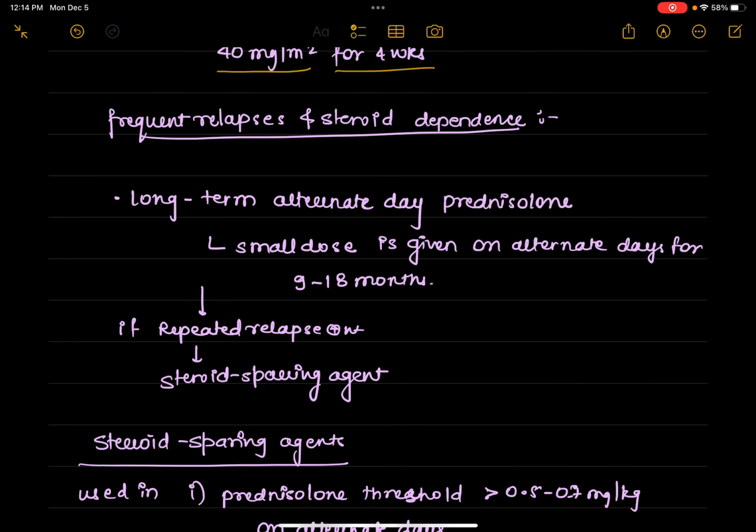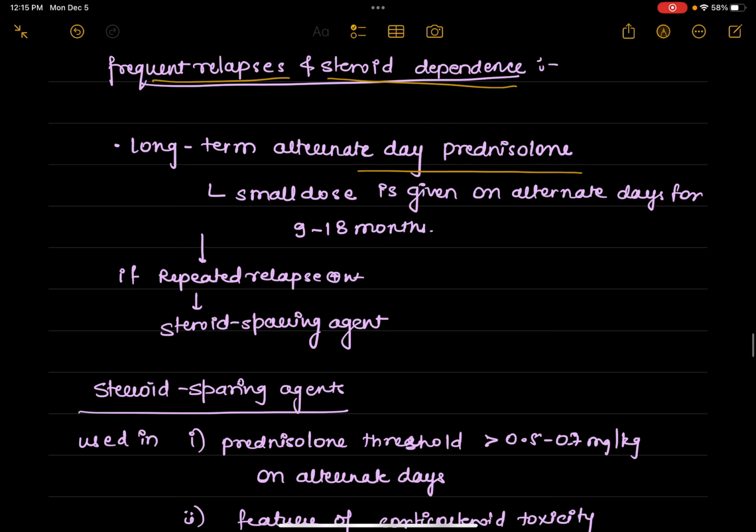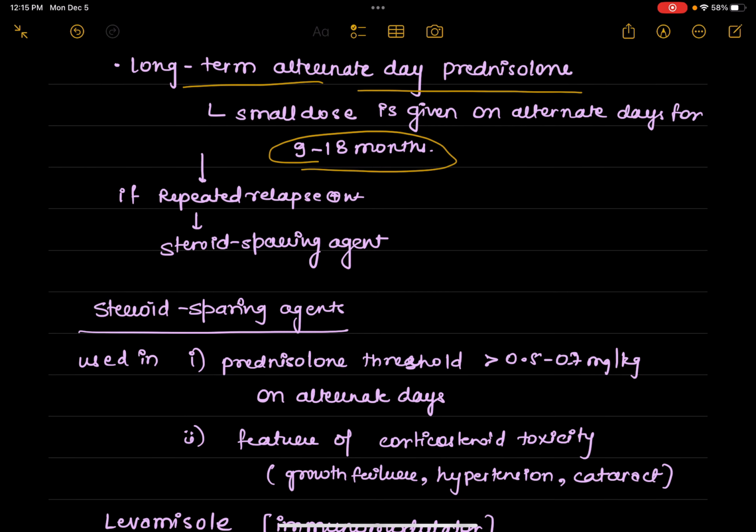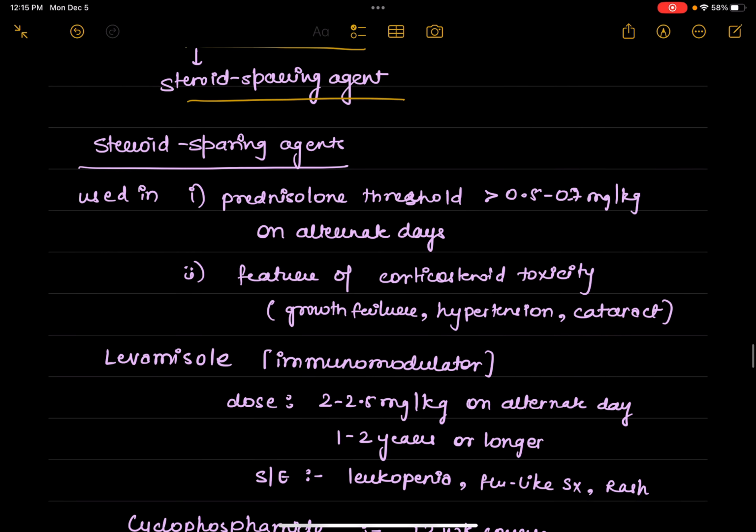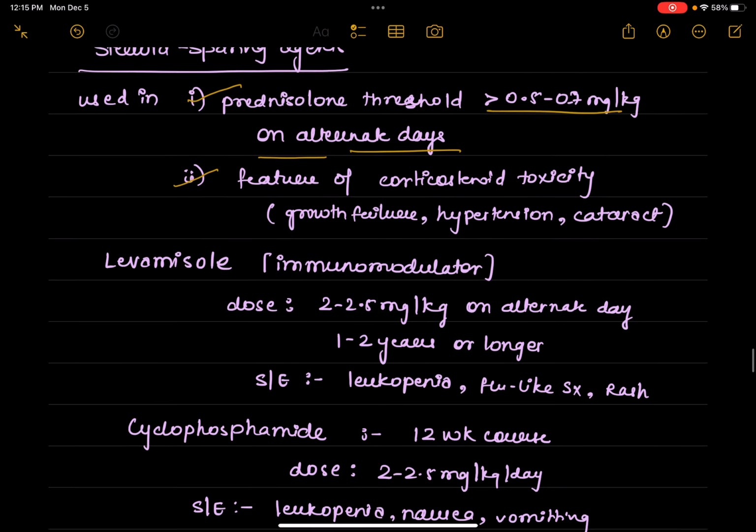We will use long term alternate day prednisolone for the cases which are frequently relapsing and have steroid dependence. It is given for 9 to 18 months. And if repeated relapse is present, then we will give steroid sparing agents. Steroid sparing agents are given if prednisolone threshold is more than 0.5 to 0.7 mg per kg at alternate days, or there are features of corticosteroid toxicity.